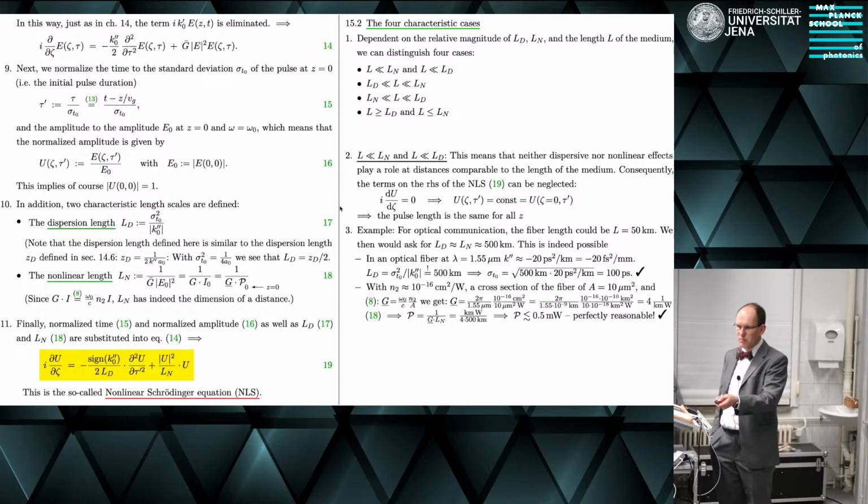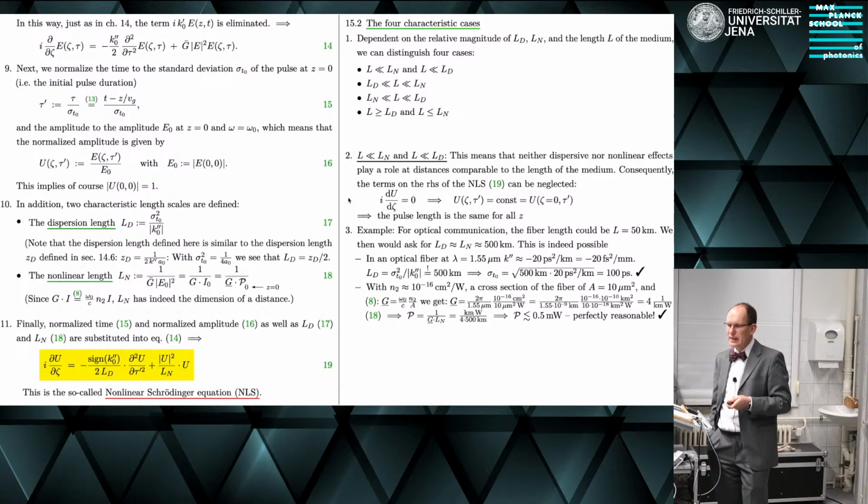Well, we estimate N2 with 10 to the minus 16 centimeters squared per watt. We use a cross-section of the fiber of 10 square micrometer, perhaps a little bit large, right? And then we can calculate G, in this case with an underbar, and we would arrive at 4 per kilometer and watt. Yeah? And then we can estimate the power, and we find that we shouldn't exceed a power of half a milliwatt. Yeah? And I wrote here perfectly reasonable, but think a little bit.